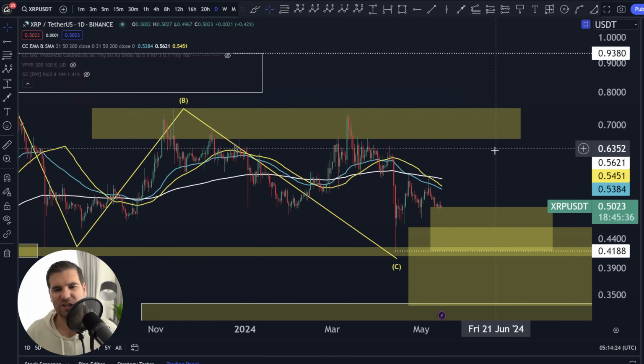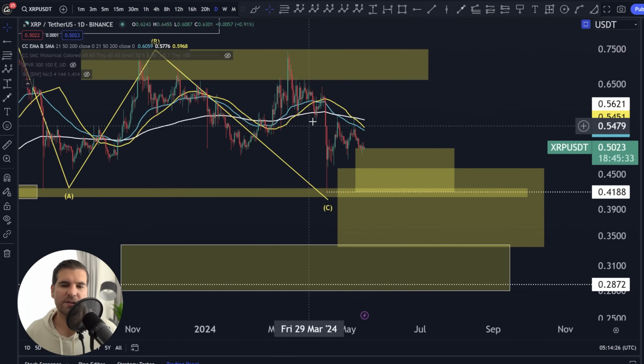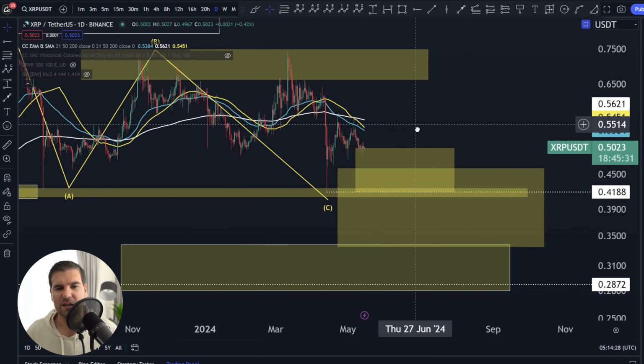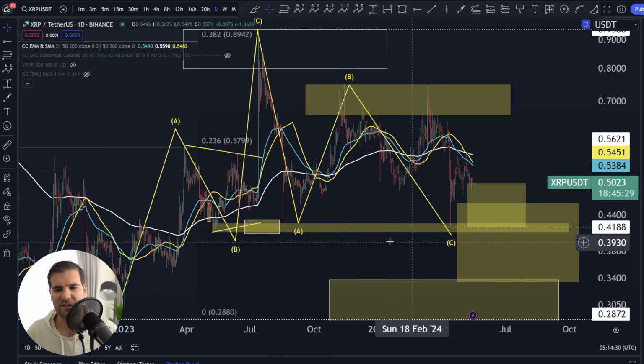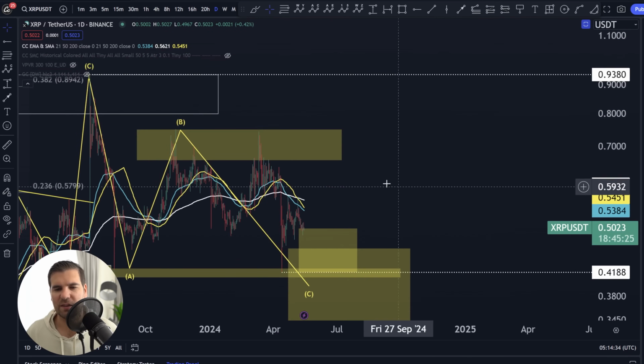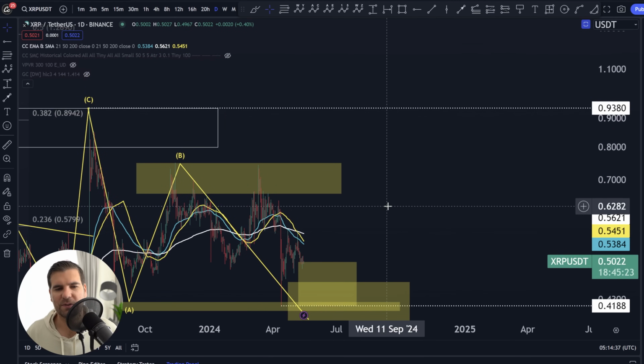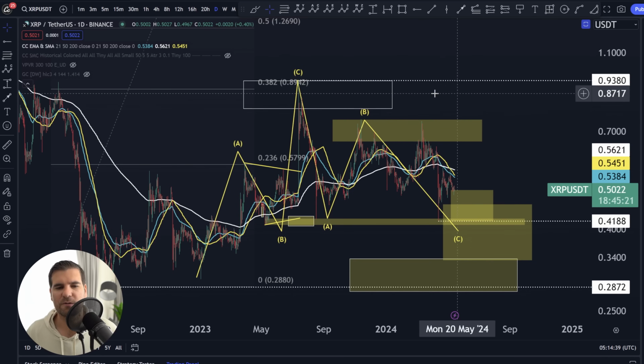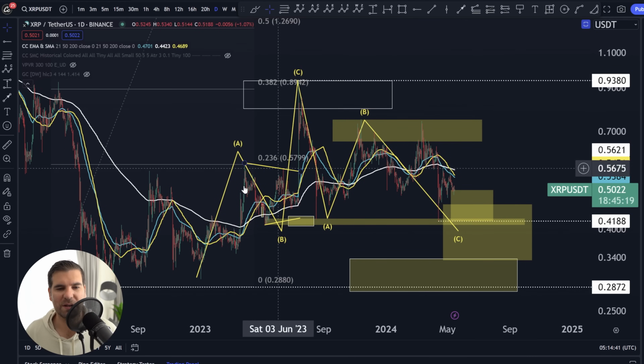XRP's price action hasn't changed all that much from the previous video. We are still looking for negative price action, yes, but it is short term. We are looking at this as a 3-wave correction coming to a close really soon. And then once that does finish off, we are going to be looking for that next big move to the upside for XRP.